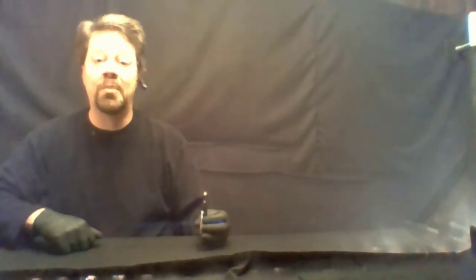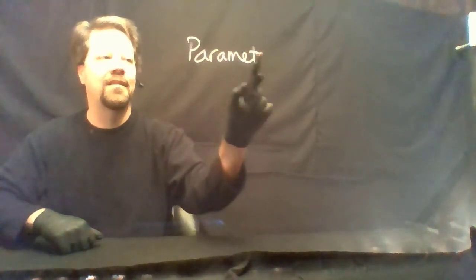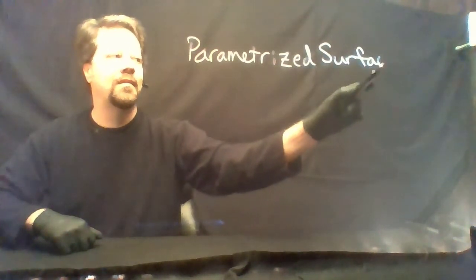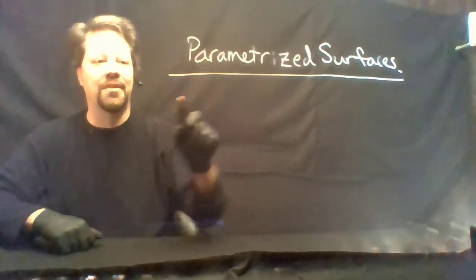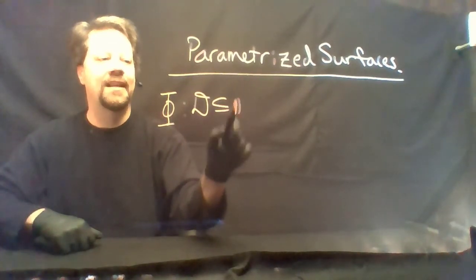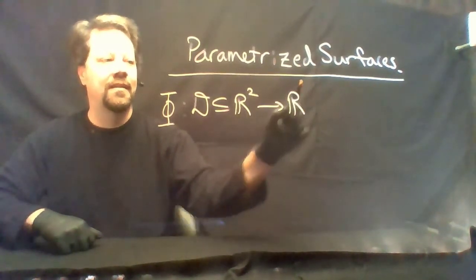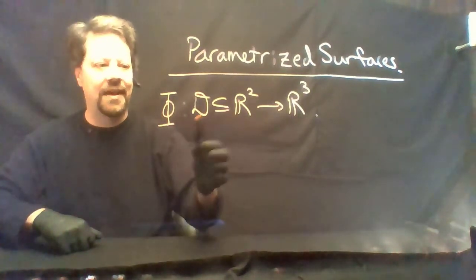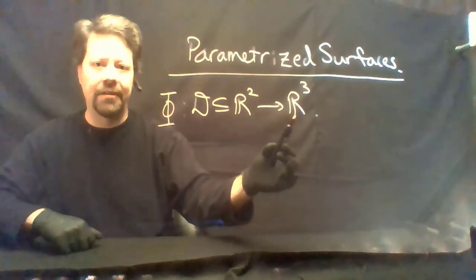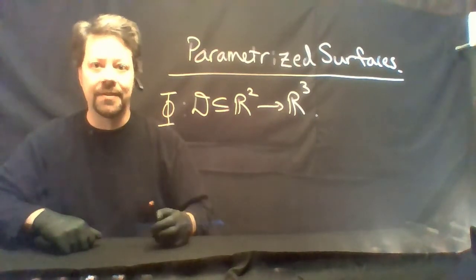Surface integrals use parametrized surfaces. Earlier in this course, we parametrized curves. Now we're going to parametrize surfaces. In general, a parametrized surface is a function phi mapping a domain contained in R2 into R3. Since you have two independent degrees of freedom in the domain, you end up with a two-dimensional object embedded in three-dimensional space. That's called a surface.